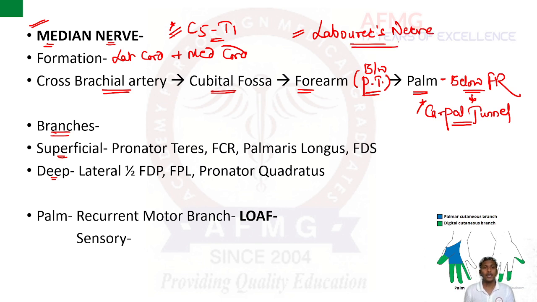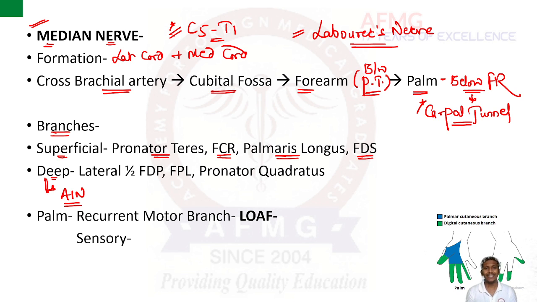Please remember this. Now the superficial branch of your median nerve innervates superficial flexors like the pronator teres muscle, flexor carpi radialis muscle, palmaris longus muscle, and flexor digitorum superficialis muscle. Whereas the deep branch of the median nerve is also known as your anterior interosseous nerve. Please remember, the anterior interosseous nerve is a deep branch of the median nerve, whereas the posterior interosseous nerve is a deep branch of your radial nerve.